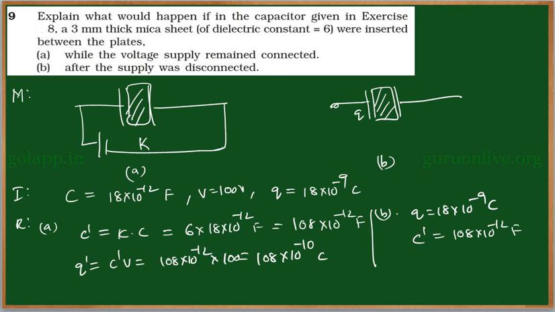Due to this, the potential difference between these two ends will change, that is V dash is equal to Q by C dash, that is equal to 18 into 10 to the power of minus 9 divided by 108 into 10 to the power of minus 12. 18 ones are 18, 18 sixes are 108. So you will get 1 by 6 into 10 to the power of 3, that is equal to 166.6 volts.